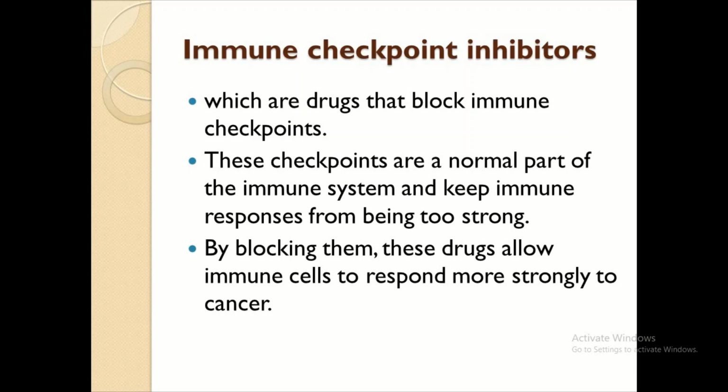So first we'll see the immune checkpoint inhibitors. What do these immune checkpoint inhibitors mean? They are drugs that block immune system checkpoints. These checkpoints are a normal part of the immune system and keep immune responses from being too strong. By blocking them, these drugs allow the immune cells to respond more strongly to the cancer. Especially, they are used to target PD-L1 immune checkpoint inhibitor to treat various types of cancer.